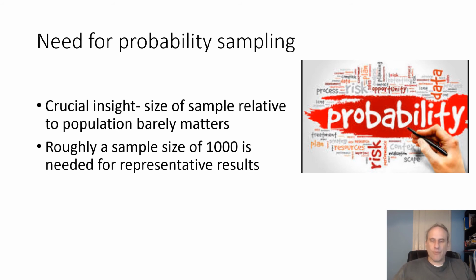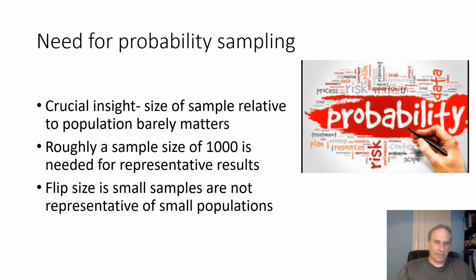If you can get somewhat more than that, the General Social Survey does more than that and is considered one of the gold standards. But what's generally considered a solid national opinion poll has 1,000 respondents because what's known as the margin of error, meaning the likelihood that it's not representative, gets relatively small at that point. The flip side is small samples are not representative even of small populations.